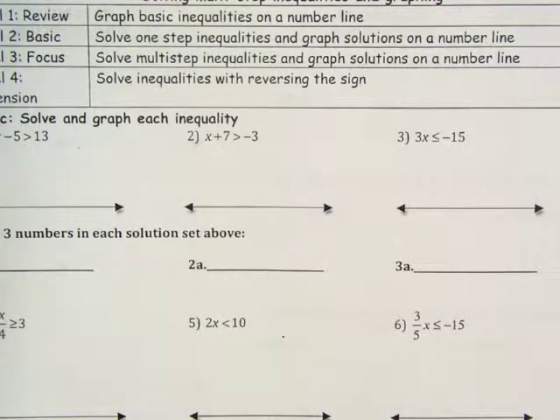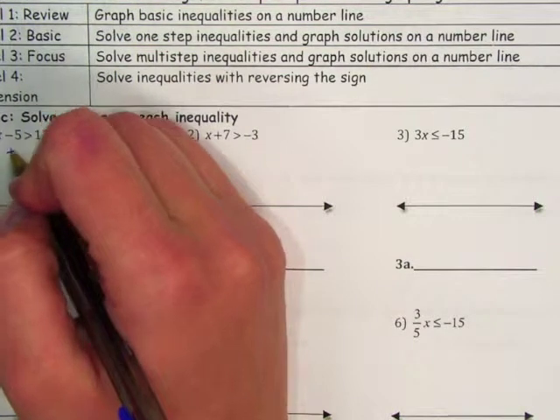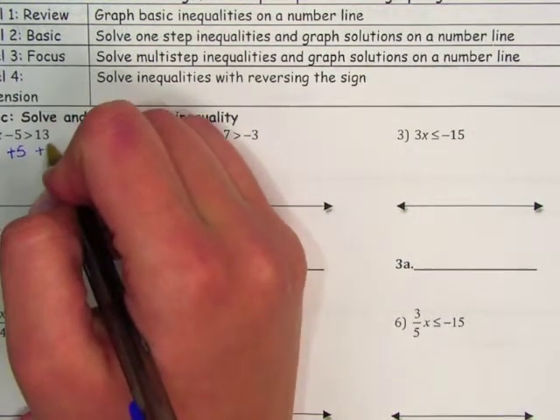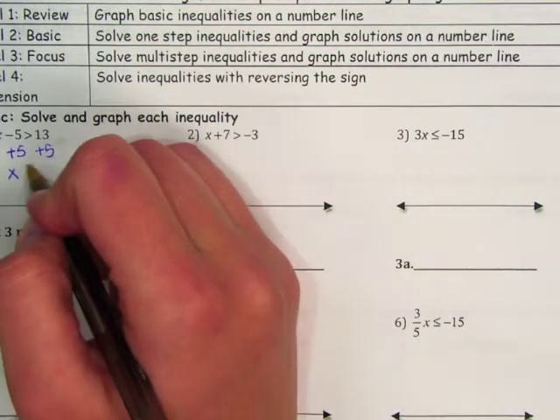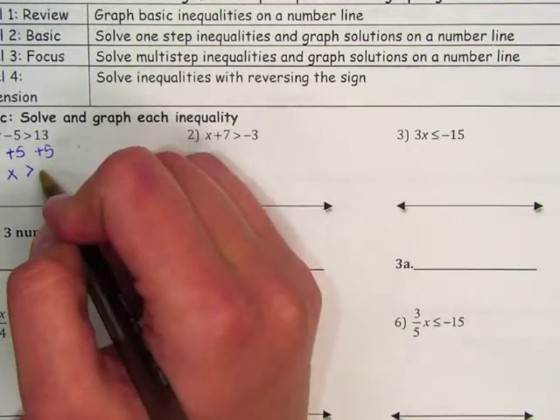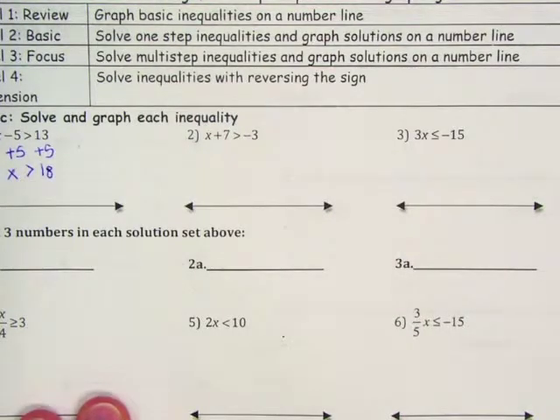Okay, so today we're going to continue solving inequalities. So for number 1, the first thing we would do to solve would be to add 5 to both sides. Then I'll get x is greater than 13 plus 5 is 18. Now that I've solved, I want a graph.